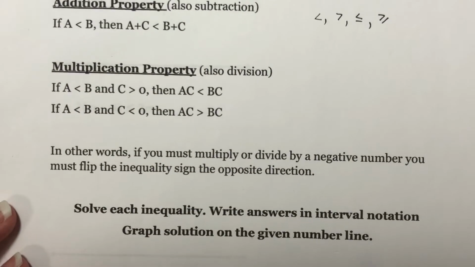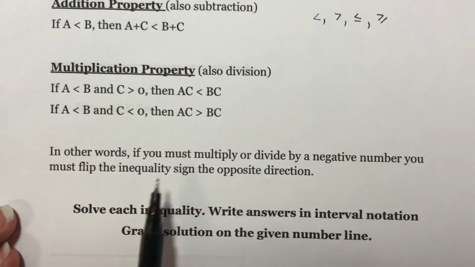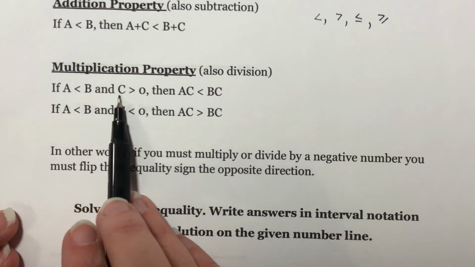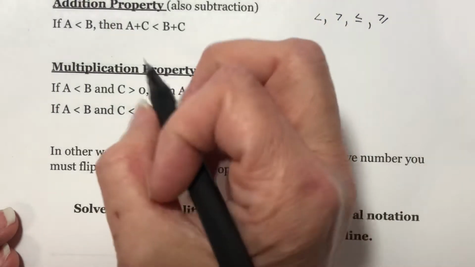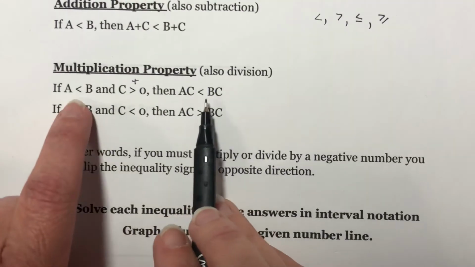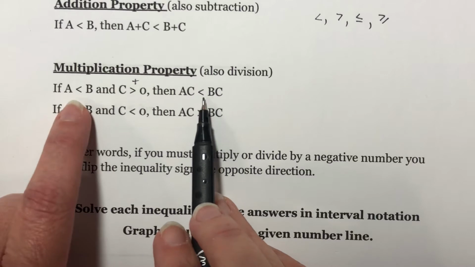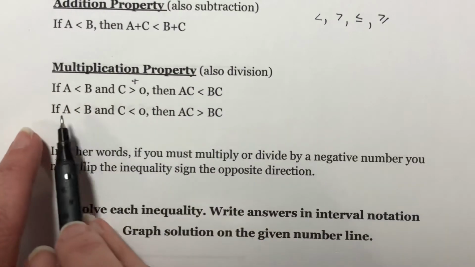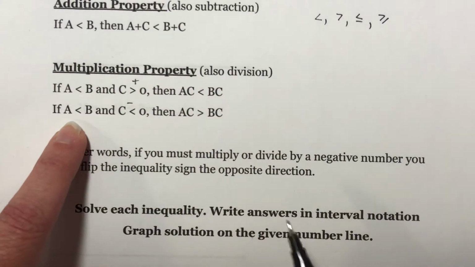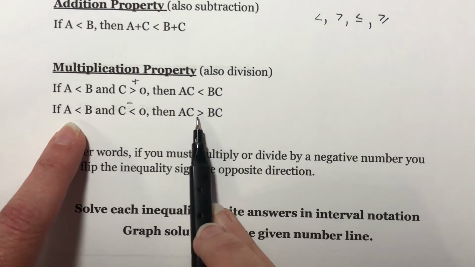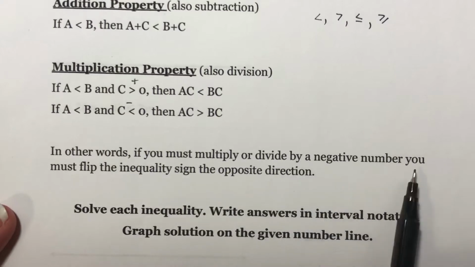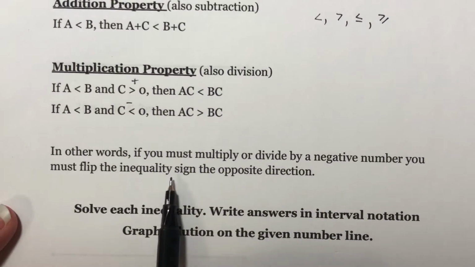The multiplication property, which is also for division, here's where things get a little bit different. If A is less than B and C is greater than 0, so that means C is a positive number, then we can multiply both sides of the inequality and our sign points the same way. It's still true. But if we know that A is less than B and C is a negative number, less than 0, then A times C is now greater than B times C. In other words, if you multiply or divide by a negative number, you have to flip the inequality sign around into the opposite direction.